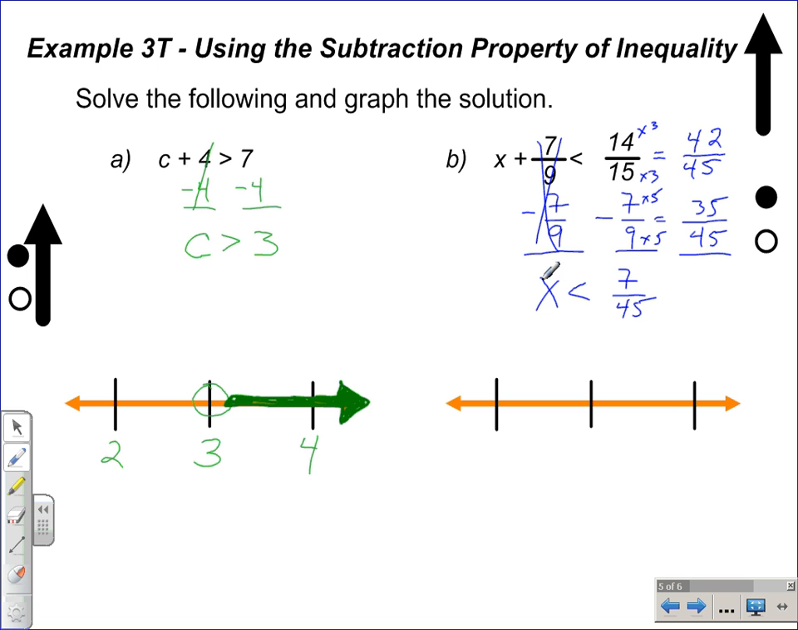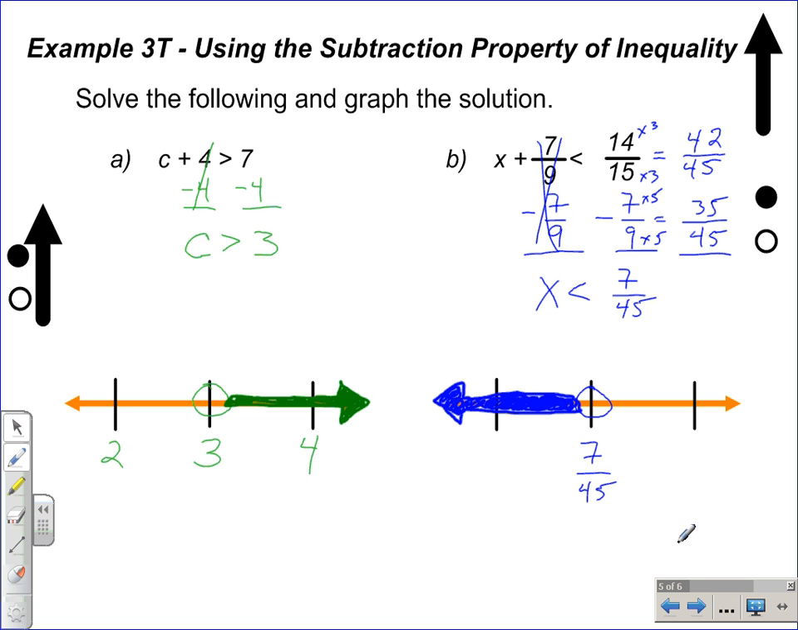So our solution here is x is less than 7 over 45. Much like we've seen in part A, since there's no equal sign here, well, first let's label this. The middle point on our number line should be 7 over 45. And we'll use an open circle because there's no equal sign, and we'll need to shade to the left because it says less than. So there's our solution, and there we've done 4 examples, 2 using the addition property of inequality, and 2 using the subtraction property of inequality.